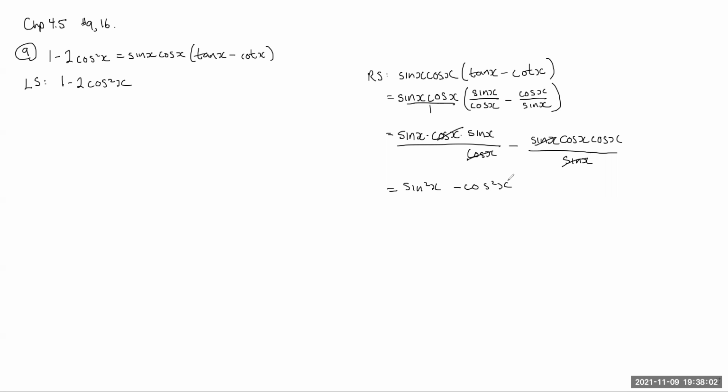Now we're getting somewhere. I have a sine squared on the right side, and that has to disappear somewhere. I am going to use my Pythagorean identity, because sine squared is equal to 1 minus cos squared, which gives me 1 minus 2 cos squared. Would you look at that? That is the same as the left side. That is the end of my proof.